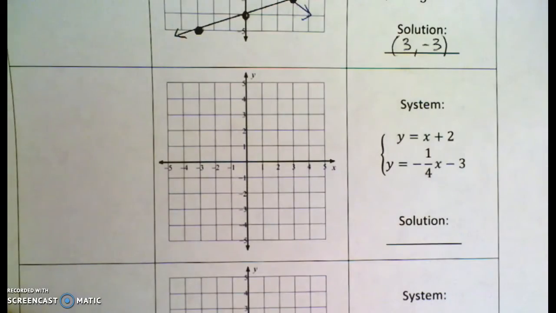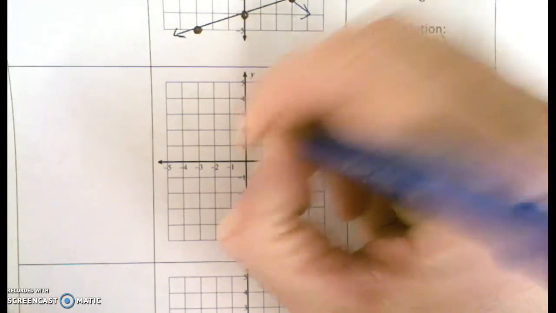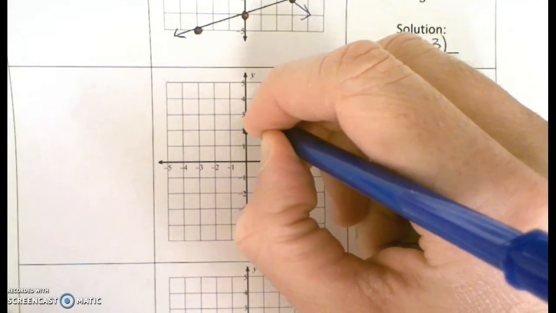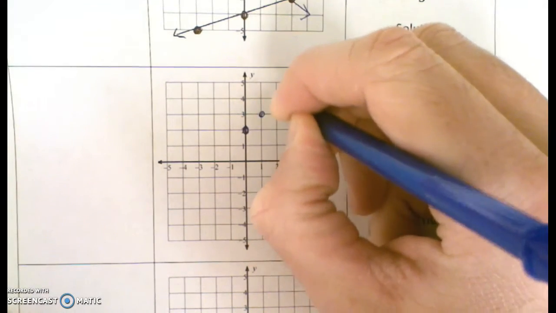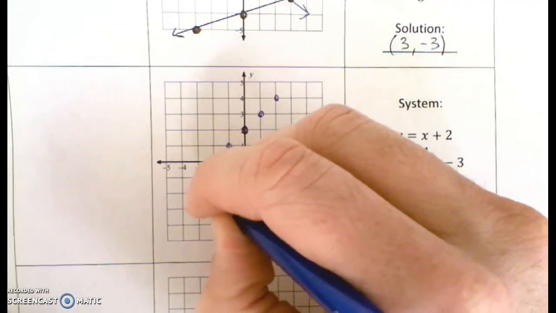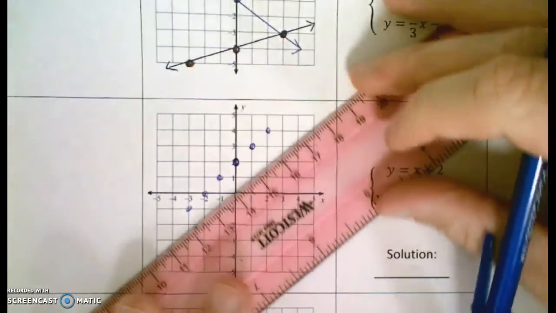Let's do the next one. My y-intercept is 2, so I'm going to put a dot at 2. And my slope is 1. There's no number in front of x. We always say it's a 1. So that means I go up 1 over 1. Up 1 over 1. I can go in the reverse. And there's a nice graph of my line.